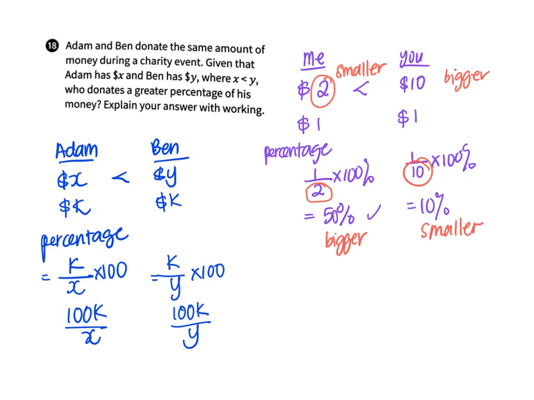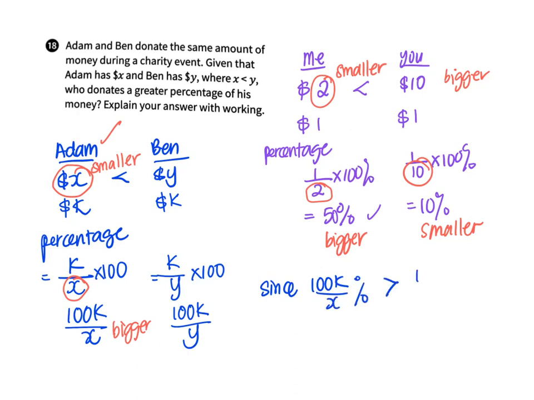Now, since the denominator here is smaller than this, this one will be bigger. The value of the percentage will be bigger. So in this case, who donated a greater percentage? Adam donated a greater percentage, since 100K over X percent is greater than 100K over Y percent.